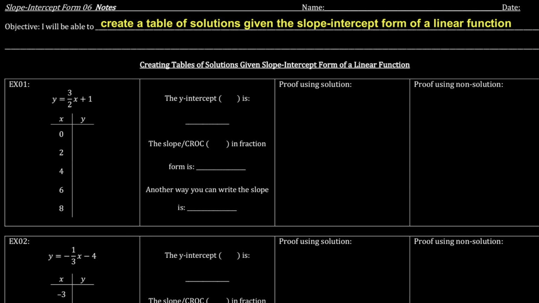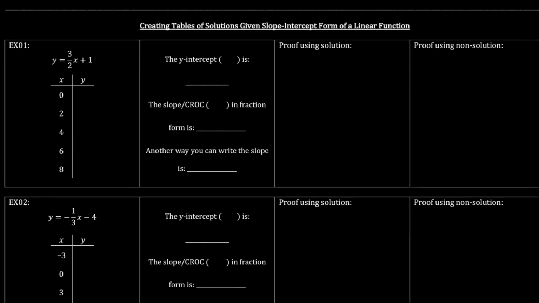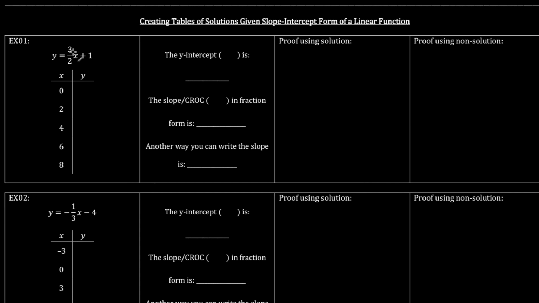All right, so in this lesson, we are going to create a table of solutions, given the slope-intercept form of a linear function. Example number 1 is y equals 3 over 2x plus 1.